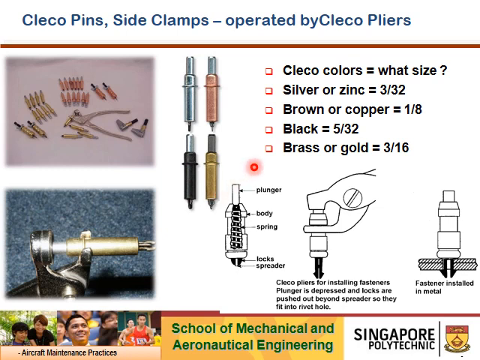If you were to use a black Cleco on a 3/16 hole, you will realize that the black Cleco will actually drop out; it will not hold. But if you were to try to insert a gold or brass Cleco meant for a 3/16 hole into a 3/32 hole, you will realize that it will not be able to be inserted into the 3/32 hole. That's why they have color coding for Clecos, and this is a standard color coding throughout the aircraft maintenance and manufacturing sector. This is a standard international practice.